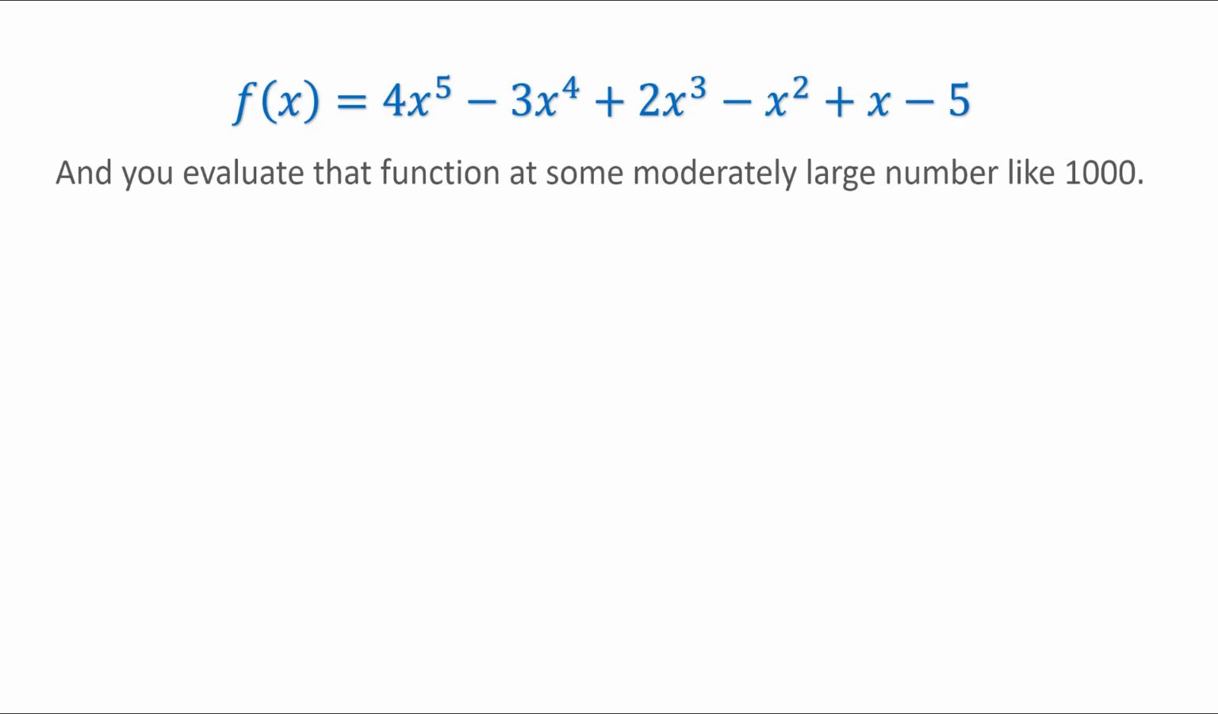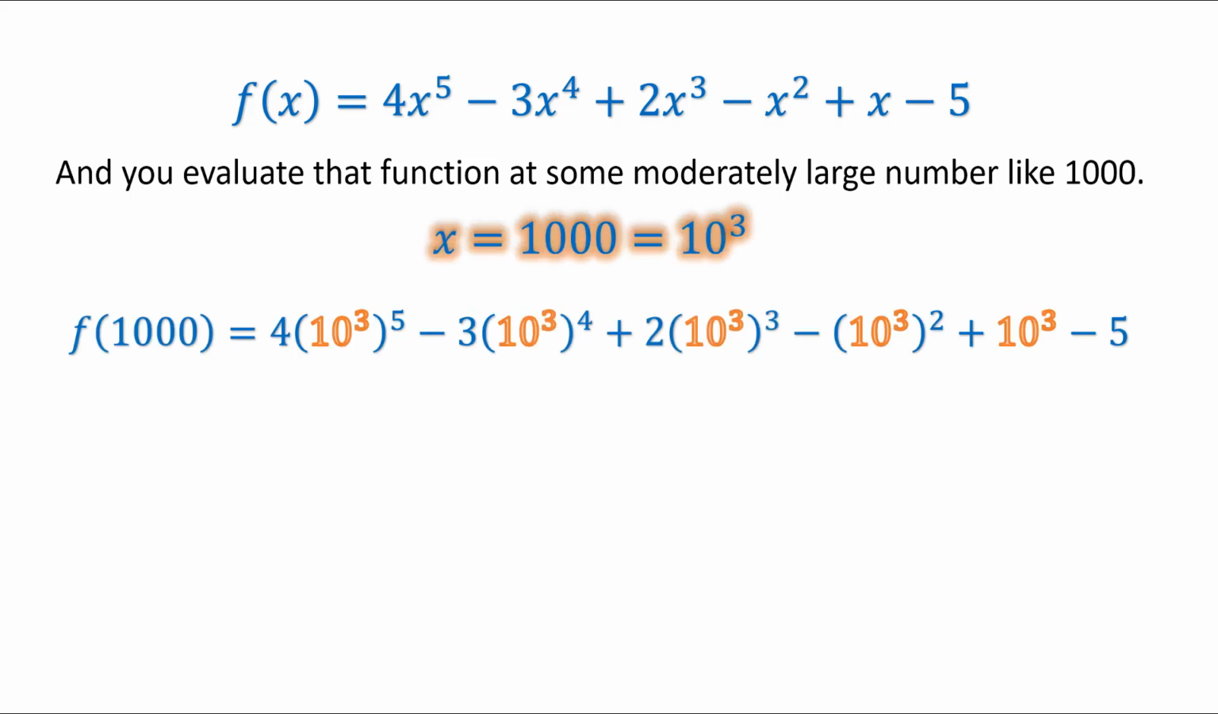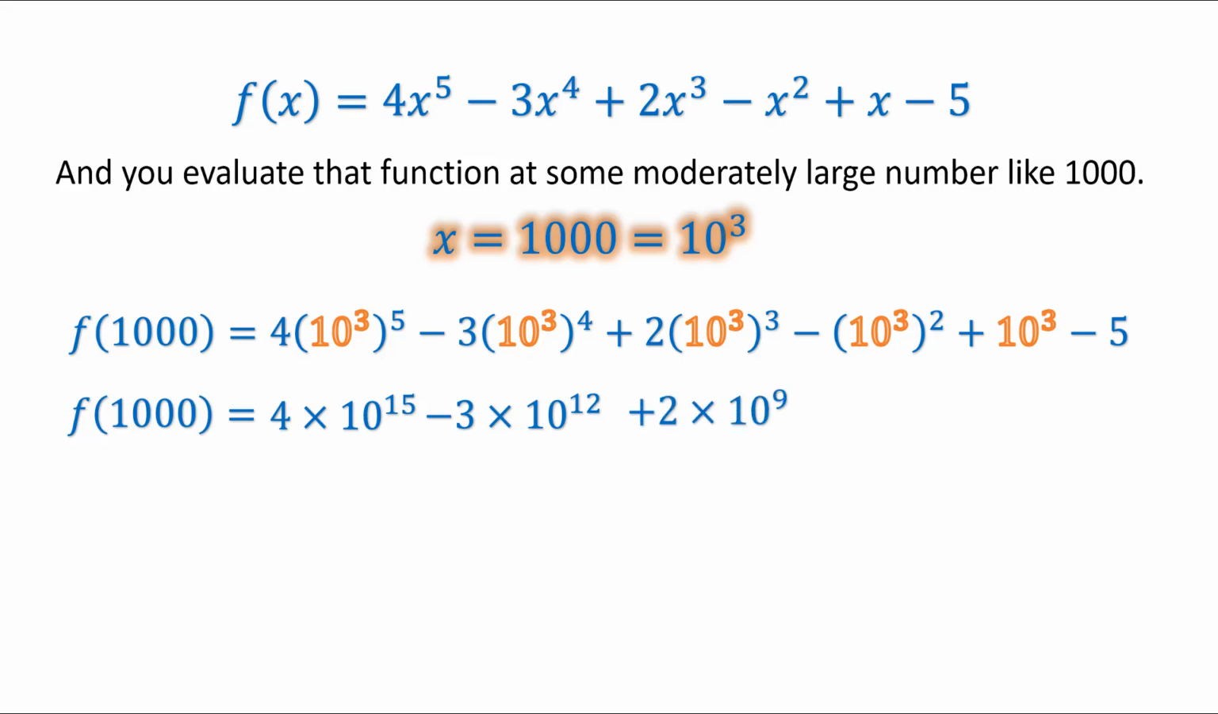And suppose you put in there a moderately large number, not a humongous number, but a large number like 1,000. Right, that's 10 cubed. If I put that into the function, what am I going to get? Well, 4 times 10 cubed to the 5th is 4 times 10 to the 15th. And then you've got minus 3 times 10 cubed to the 4th, which is 10 to the 12th. And then 2 times 10 to the 3rd is 2 times 10 to the 9th. And then minus 1,000 squared is 1 with 6 zeros.